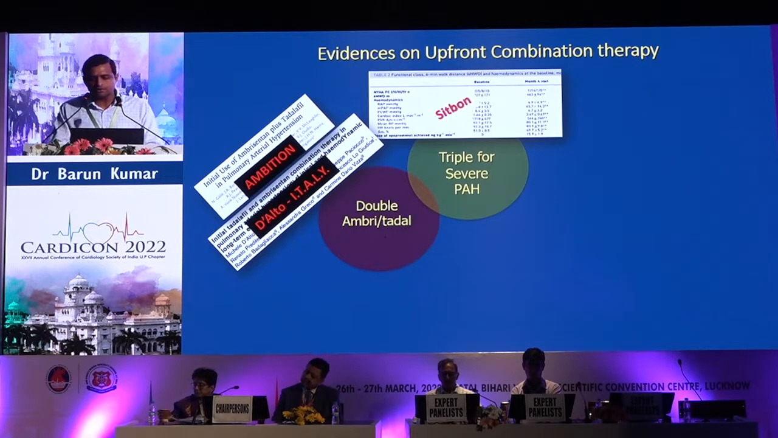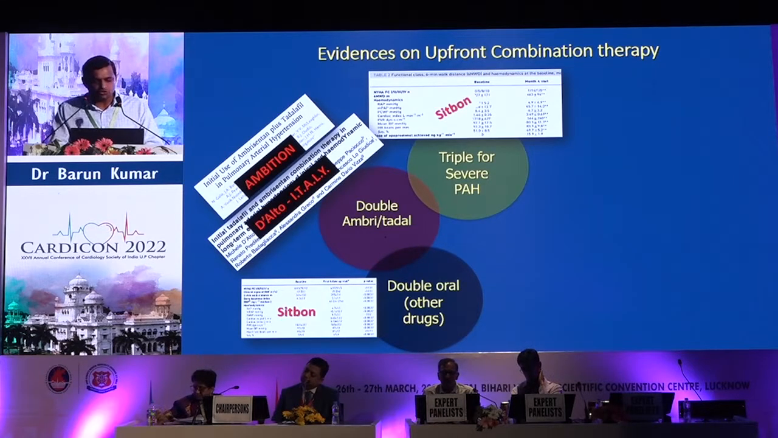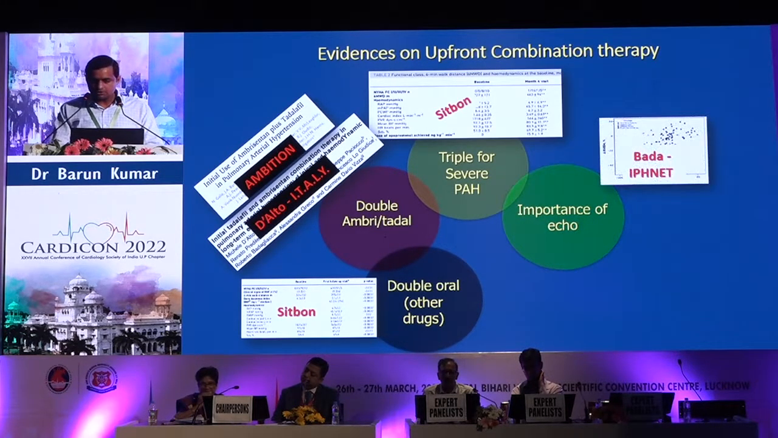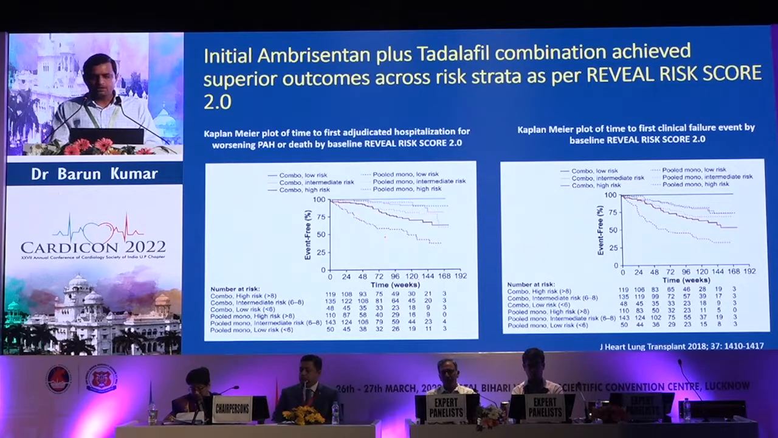There is a lot of evidence which shows that upfront combination therapy is the way forward, like the SIT1 group for triple therapy for severe PH, and the Italian group for ambrisentan and tadalafil. The AMBITION trial is a very famous trial which used ambrisentan plus tadalafil versus ambrisentan or tadalafil alone. This study showed that clinical failure decreased by 15% and hospitalization rate by 63%. Also, the REVEAL risk score decreases with time with treatment with this combination of ambrisentan plus tadalafil, as we can see in this curve.